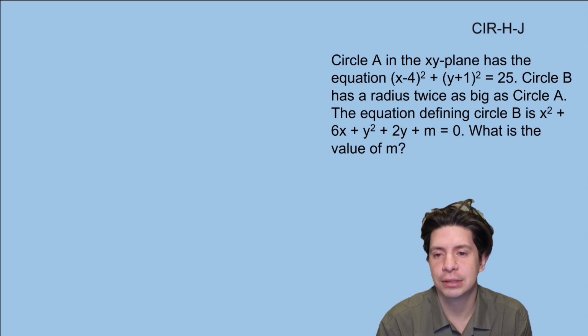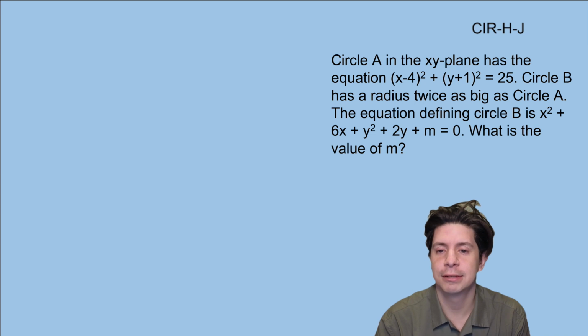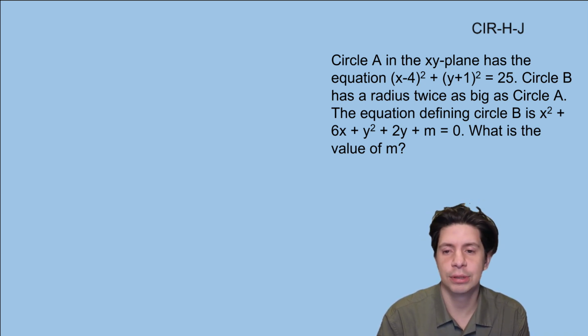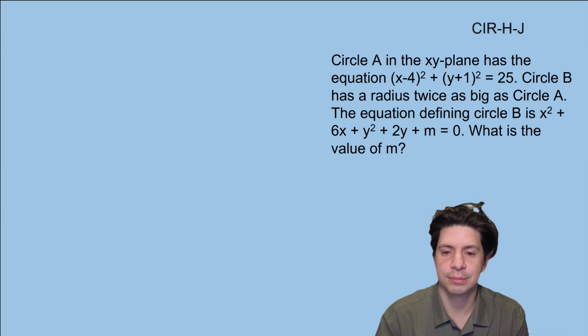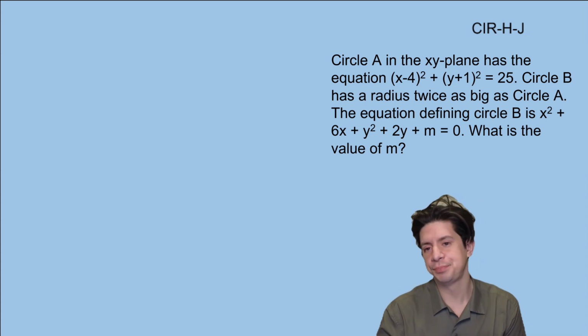Circle M in the xy plane has the equation (x minus 4) squared plus y squared equals 9. Circle N has a radius 3 times as big as circle M. The equation defining circle N is (x plus 3) squared plus (y minus 5) squared equals C. What is the value of C?